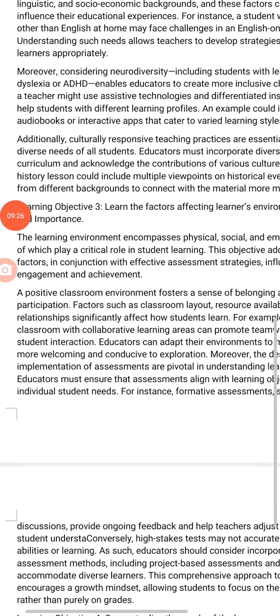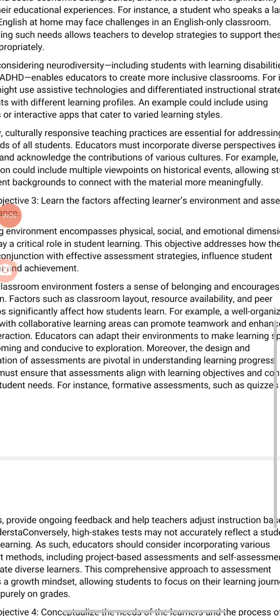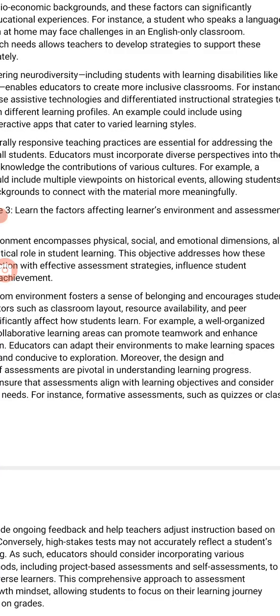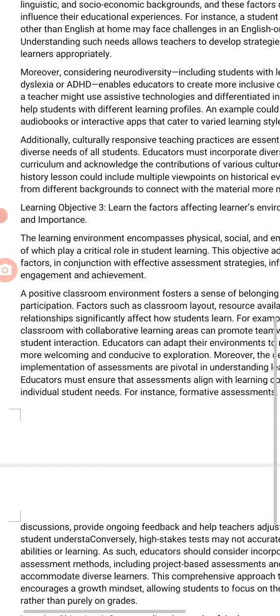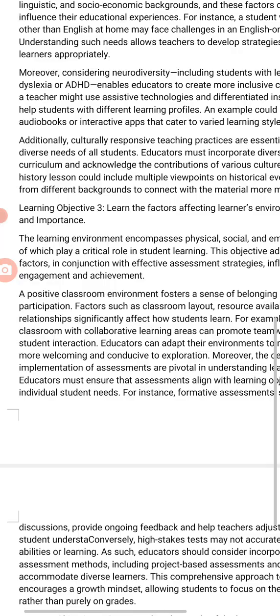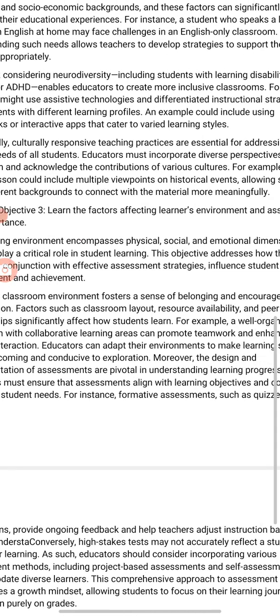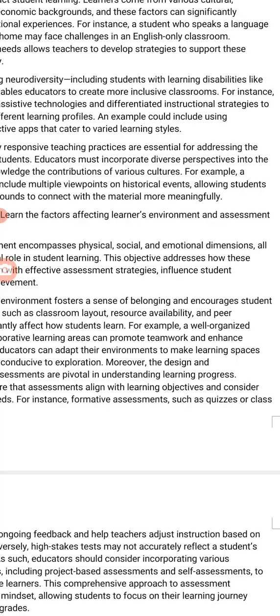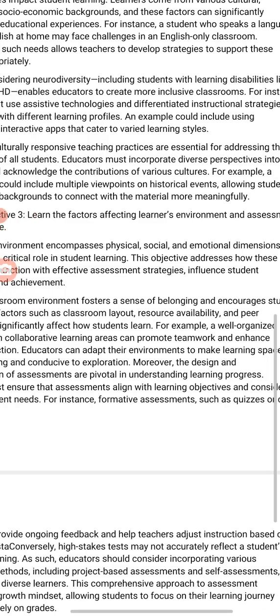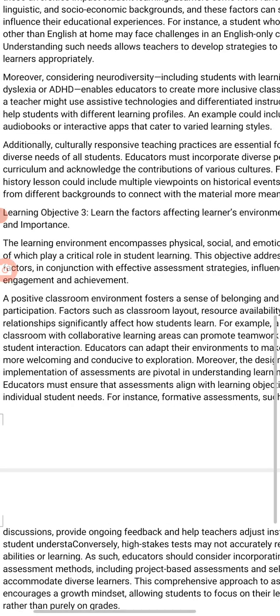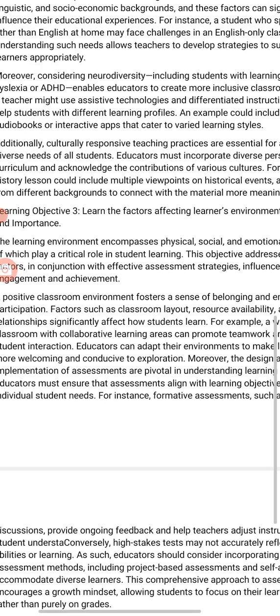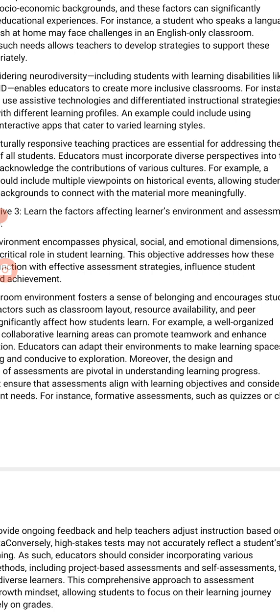So additionally, culturally responsive teaching practice is very essential if we want to address the diversity needs of all students, right? Now, as educators, we must incorporate diverse perspectives into the curriculum and acknowledge the contribution of various cultures. So we must imbibe the contribution of various cultures into our curriculum.